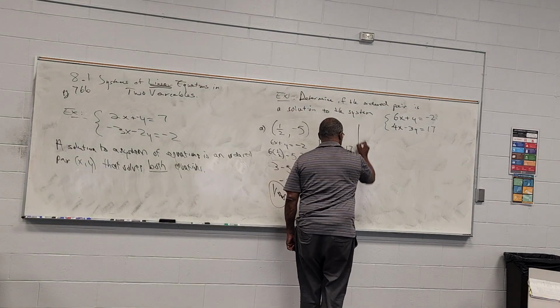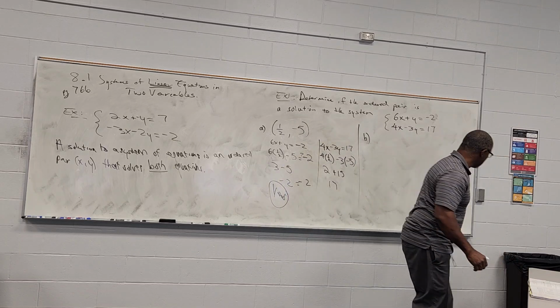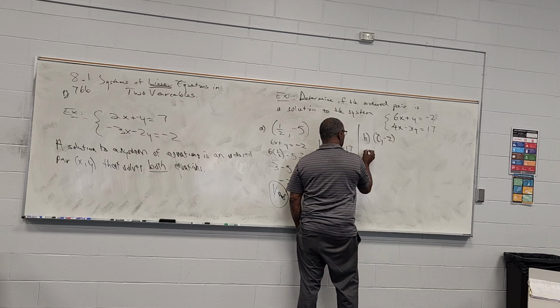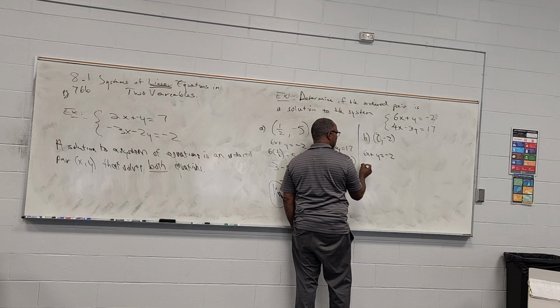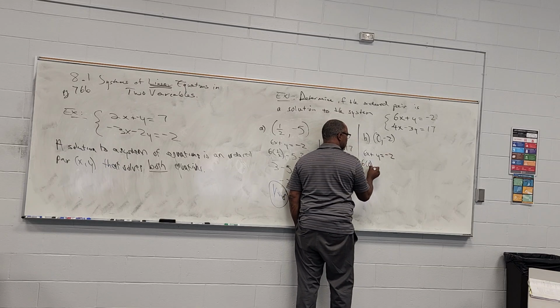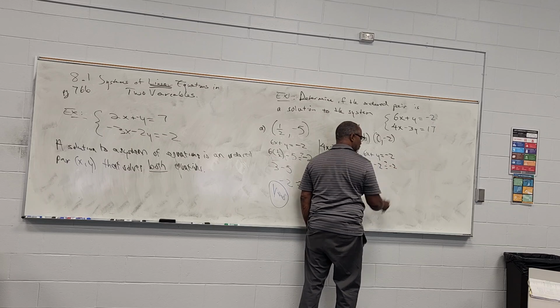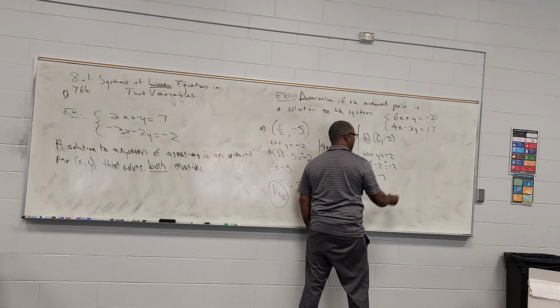Let's look at B. They give me another ordered pair, 0, negative 2. So again, take the first line, 6x plus y equals negative 2. Where I had an x, I'm going to put a 0. Where I had a y, I'm going to put a negative 2. And the question is, is that equal to negative 2? Well, that's 0, so yes, negative 2 equals negative 2, that's fine.